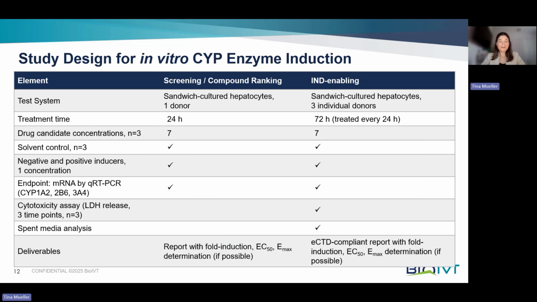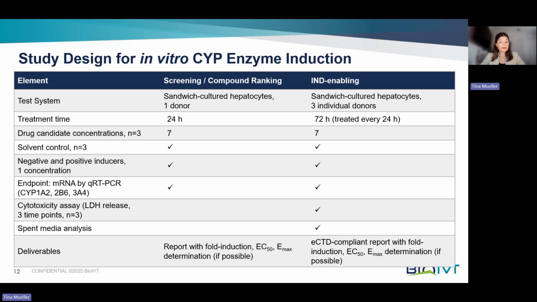Moving on, regulatory guidance recommends evaluating CYP induction by measuring mRNA levels using qRT-PCR for CYP1A2, 2B6, and 3A4. With that said, enzyme activity can be measured as well, but if the drug candidate is also an inhibitor, it might mask the results.